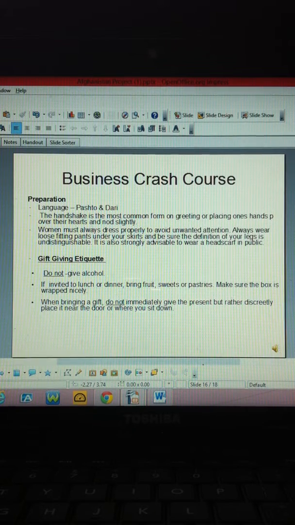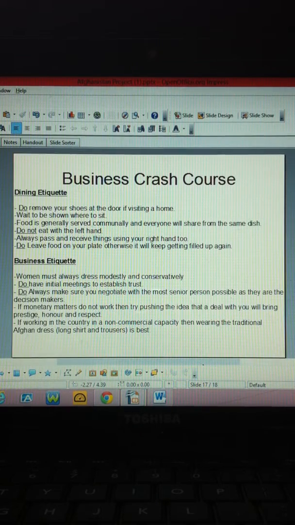Gift-giving etiquette. Do not give alcohol. If invited to lunch or dinner, bring fruit, sweets, or pastries. Make sure the box is wrapped nicely. When bringing a gift, do not immediately give the present, but rather discreetly place it near the door or where you sit. Dining etiquette. Do remove your shoes at the door if visiting a home.